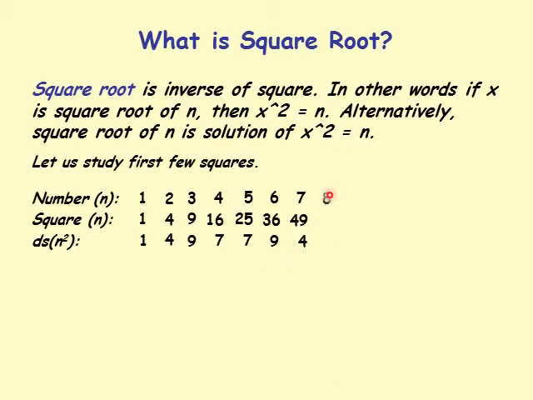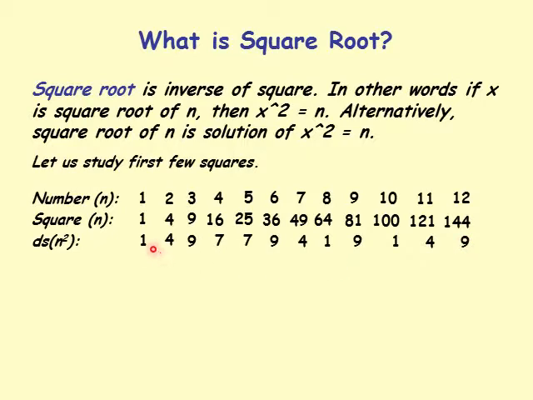Number is 8, square is 64, digit sum of 64 is 1. 6 plus 4 is 10, 1 plus 0 is 1. Number is 9, square is 81, and digit sum of 81 is 9. Number is 10, square is 100, and digit sum of 100 is 1. Number is 11, square is 121, and the digit sum of 121 is 4. Number is 12, square is 144, and digit sum is 9.